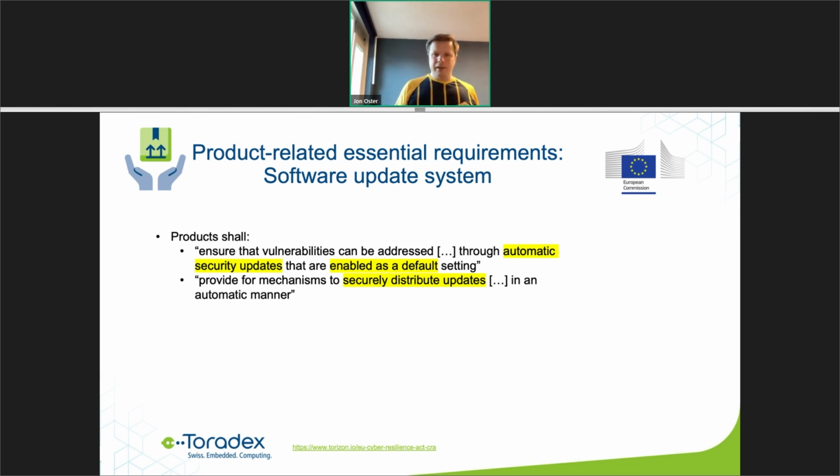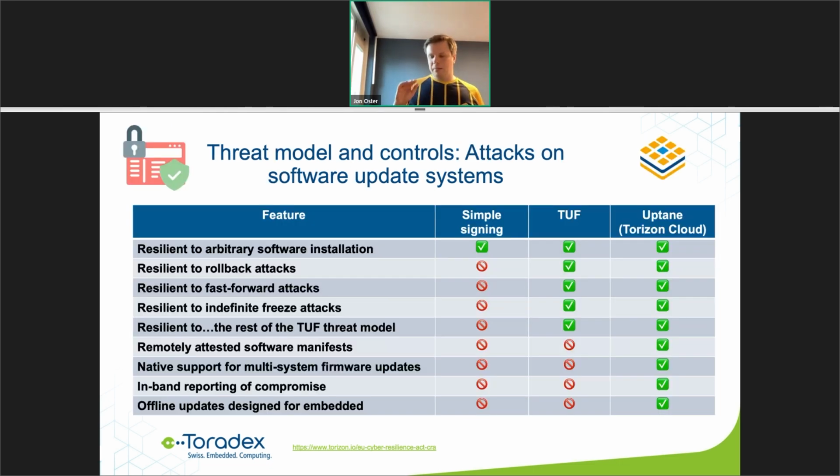So here I want to talk mostly about threat models and comparing what's available in most software update systems on the market that you might be thinking about, and compare that to what we do in Torizon Cloud based on Uptane, which is a secure software update framework that comes from the safety critical industry, well, from automotive, where software updates are extremely safety critical.